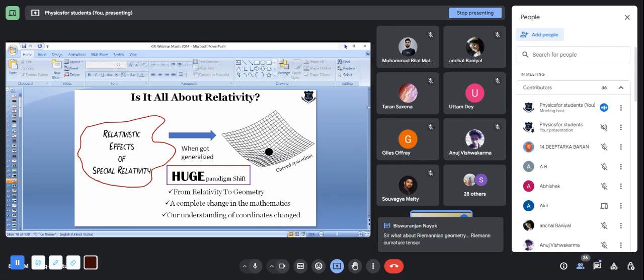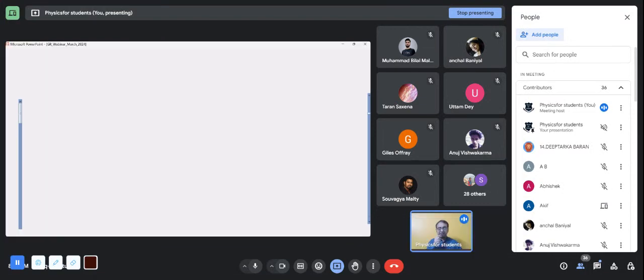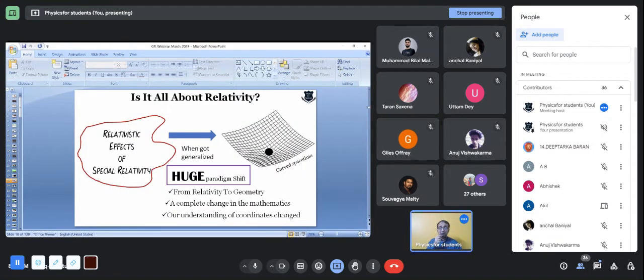Riemannian geometry, Riemann curvature tensor, I will come to them one by one. Let me first set the stage, because otherwise other people will be confused. I will come to that.